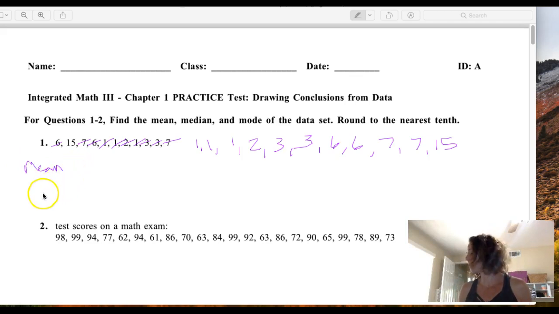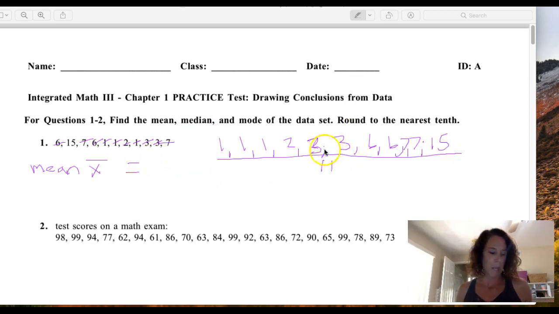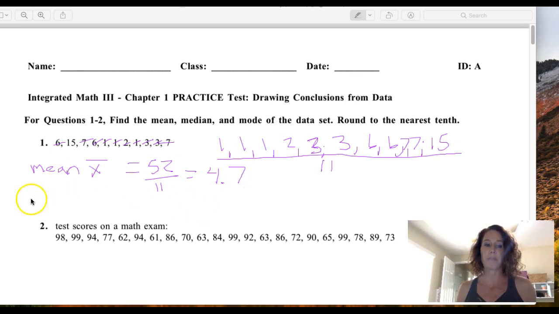All right, now that we've ordered them, first thing is to find the mean. You'll notice in this section they teach you a little symbol for mean, and it looks like this. The mean is just the average, so you're going to add up all your values and divide by the number of values. There's 11 values here, so I'm going to divide by 11. If I use a calculator and add all these up, I'm going to get 52, and divided by 11, I'm going to get 4.72, which I will round to the nearest tenth, 4.7.